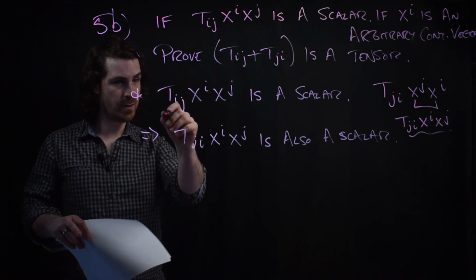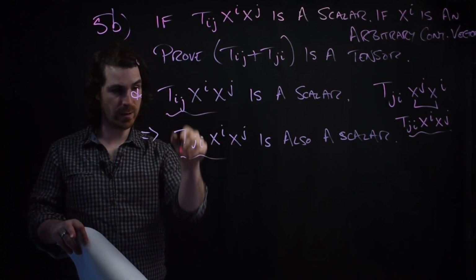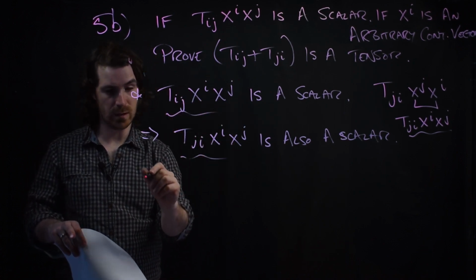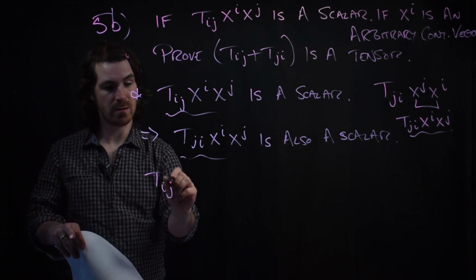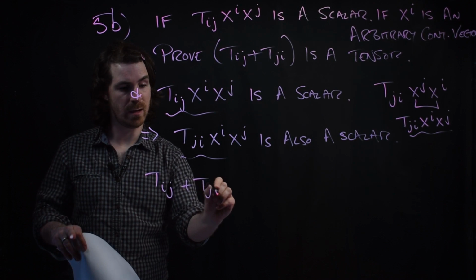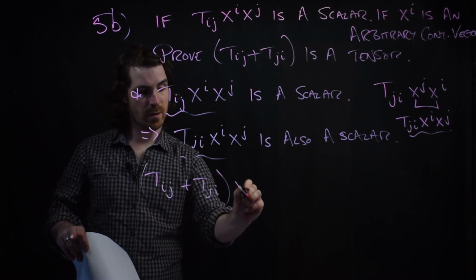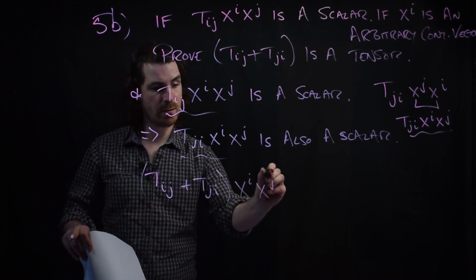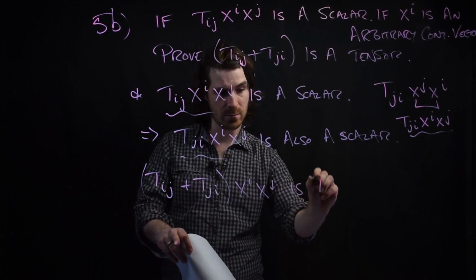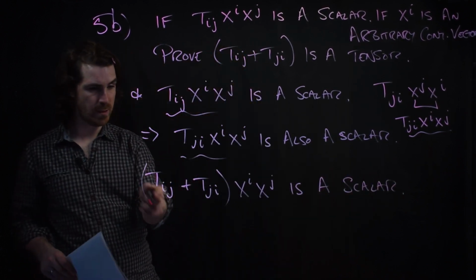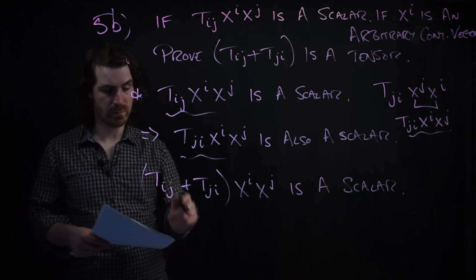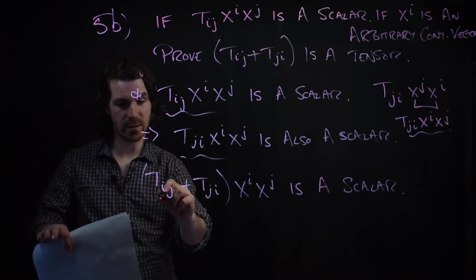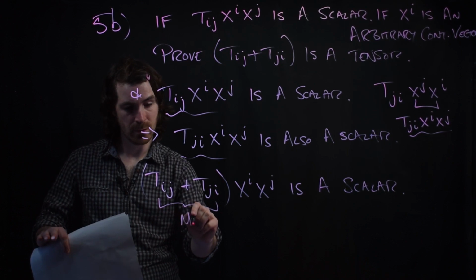Okay, so if this is a scalar and this is a scalar, then we can add them. And of course, the result of adding them is also a scalar. So Tij plus Tji, xi xj, is also a scalar. Okay, and this thing is a symmetric matrix. Symmetric covariant rank 2 tensor. Let's call it Mij.